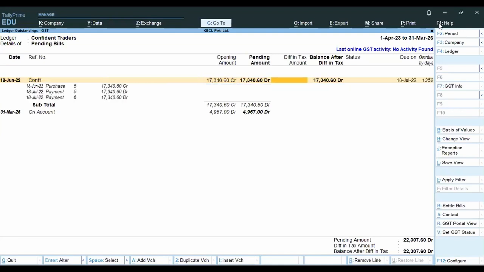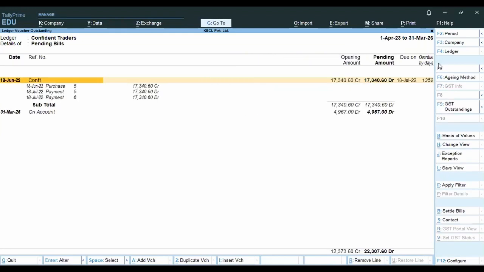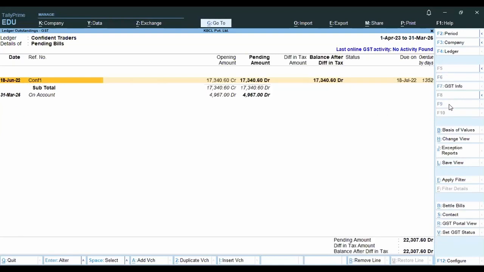So see friends, you can see there is one new concept, like in this transaction GST is not booked correctly, but see Tally is now coming up with the concept of GST outstanding. So what it will be telling you is that for this party your GST amount is this much and basic amount is this much.